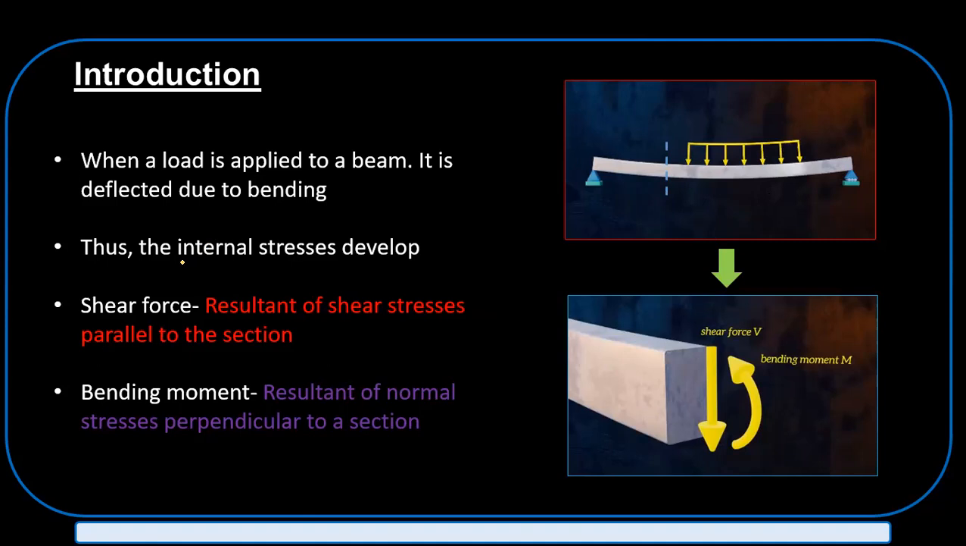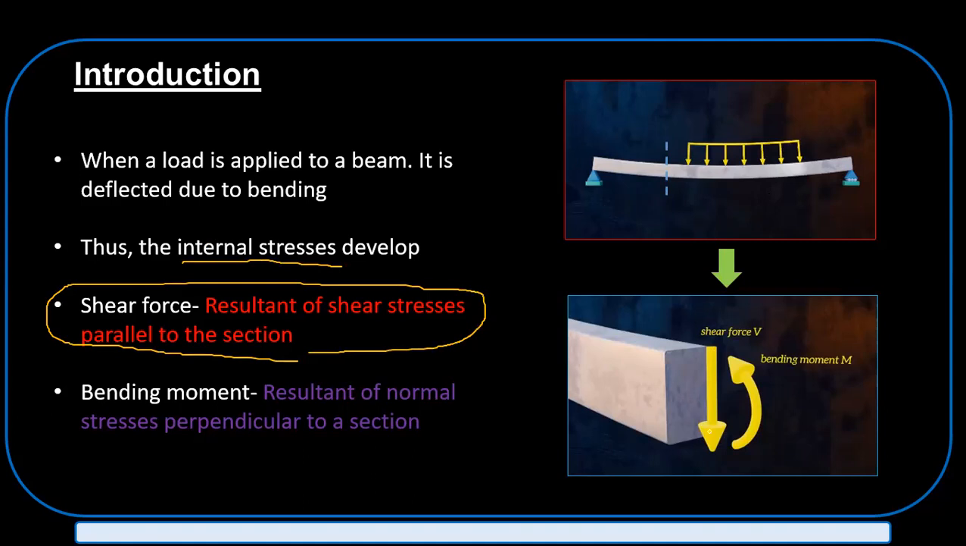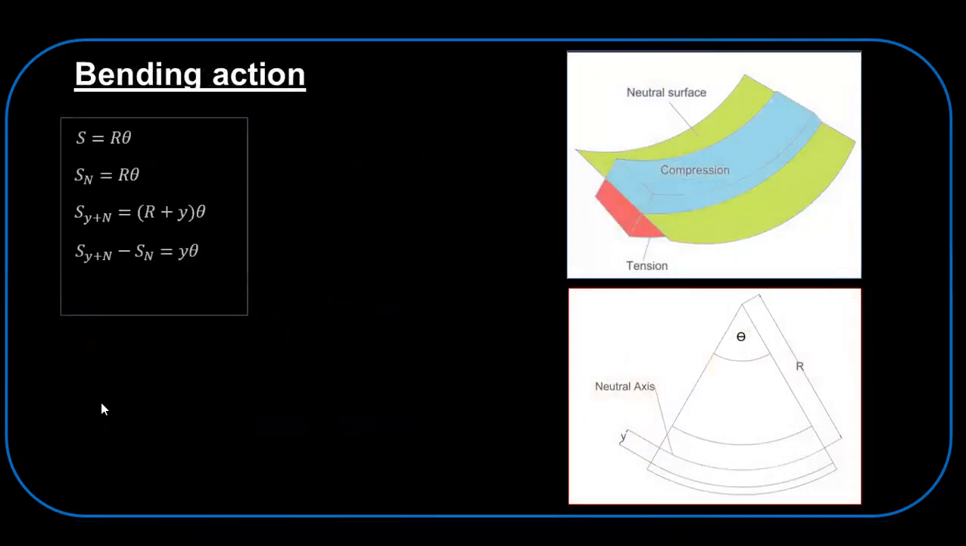So it creates internal stresses. We identify the shear force as the resultant shear stress parallel to the section, along the section. The resultant normal stresses perpendicular to a section are identified as the bending moment.